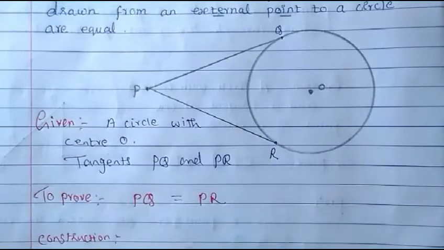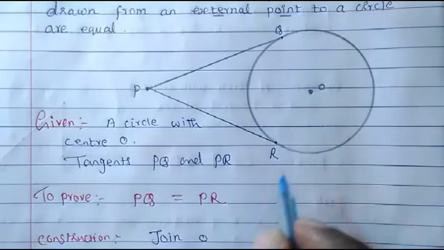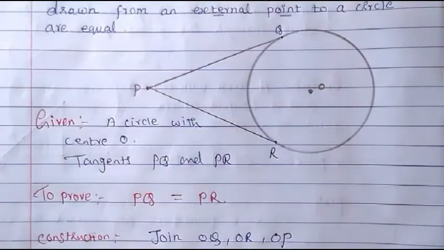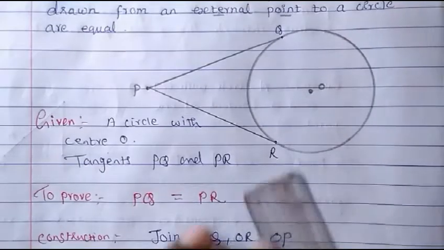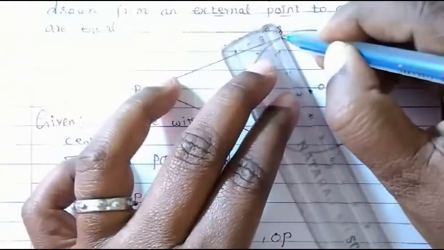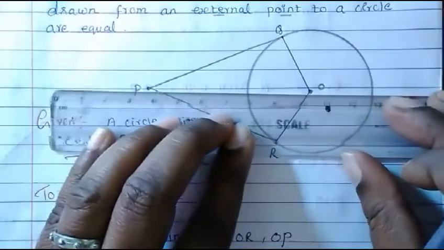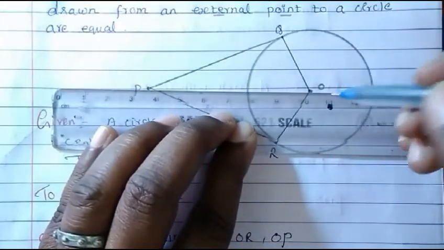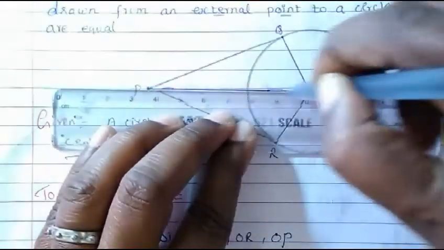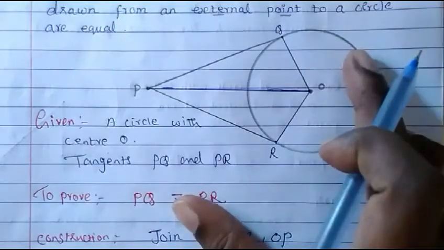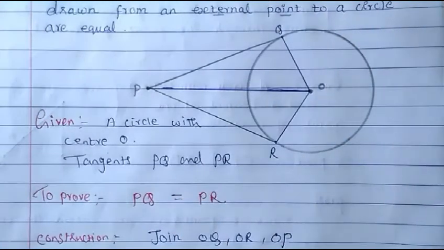Okay, construction is we join OQ, OR and OP. So let's join. We will join OQ, then we join OR, then we join OP. Okay, so this is the construction we have done. So now let's begin to prove. It's very easy.